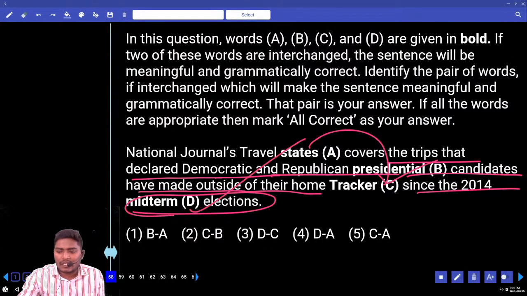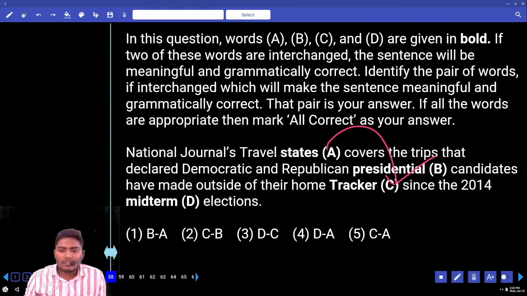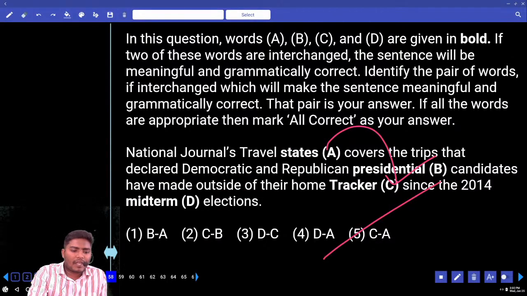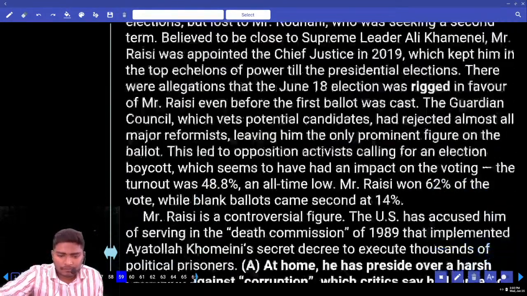D is also fixed here. So the swap must be only between C and A. Where is that answer? 5. Next.